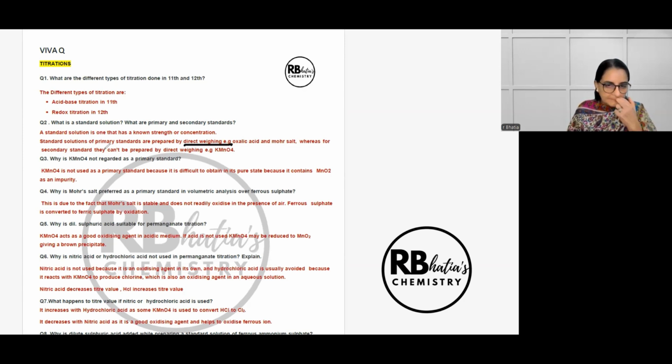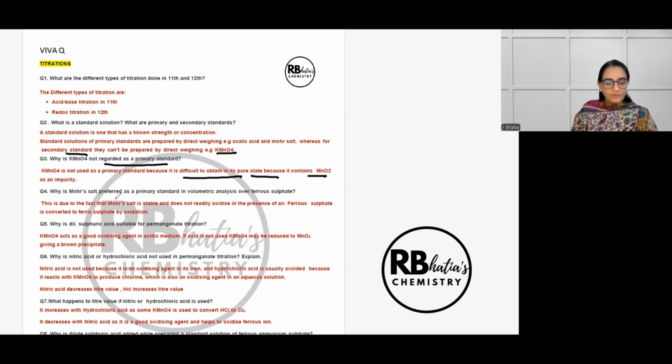A primary standard is one which can be prepared by direct weighing because it doesn't have impurities. It is obtained in pure form. Oxalic acid and Mohr salt, out of the ones that we've done, are primary standards. A secondary standard is one whose standard solution cannot be prepared by direct weighing. Why? Because it has certain impurities. An example is KMnO4. Why is KMnO4 not regarded as a primary standard? Because it is difficult to obtain it in its pure state. It generally contains an impurity of MnO2.